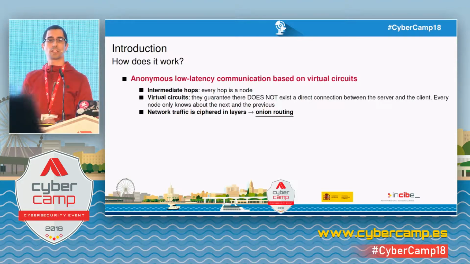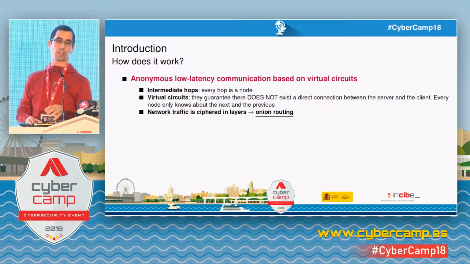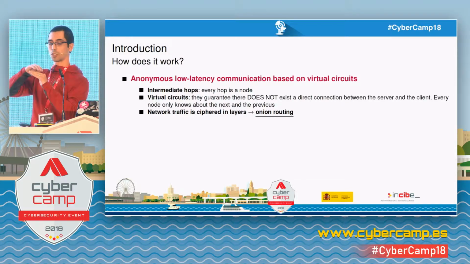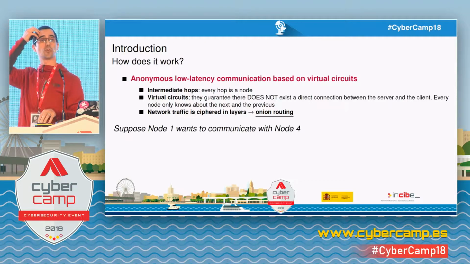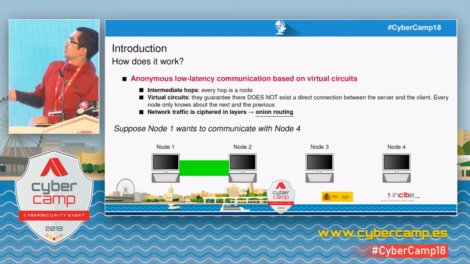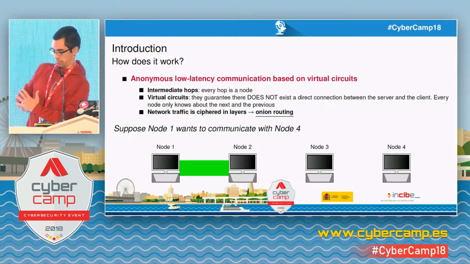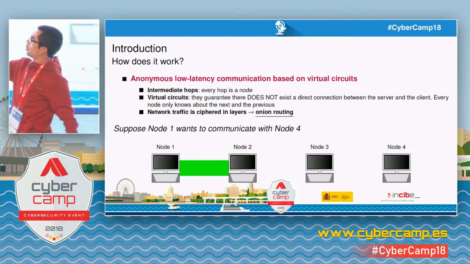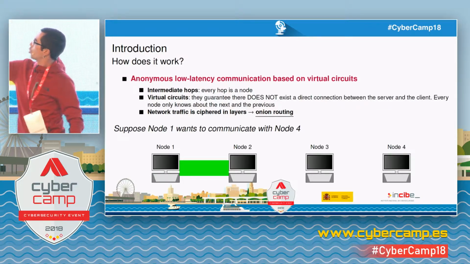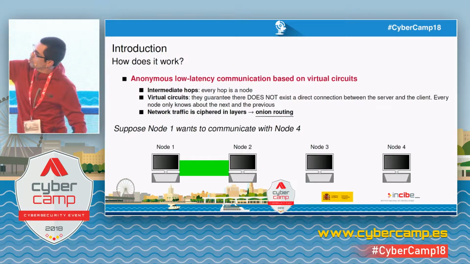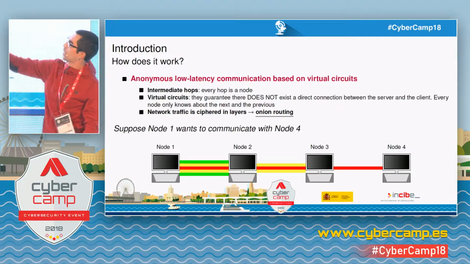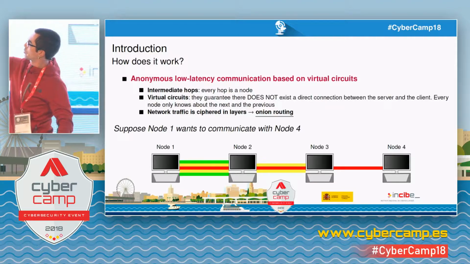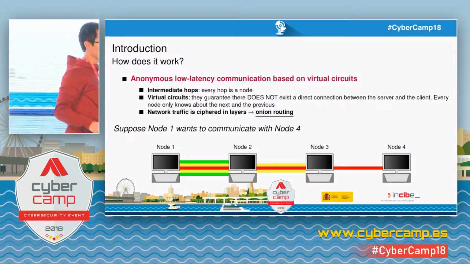Something else which is also important: all the traffic through the Tor network is encrypted in layers. That's why it's called onion routing, because you have many layers like an onion. Let's imagine I have node 1 that wants to communicate with node 4. I have this bunch of nodes. Node 1 will create a communication channel with node 2. This node 2 will create a communication channel with node 3. And finally, this other channel will be created. Each of these layers means that it's encrypted.